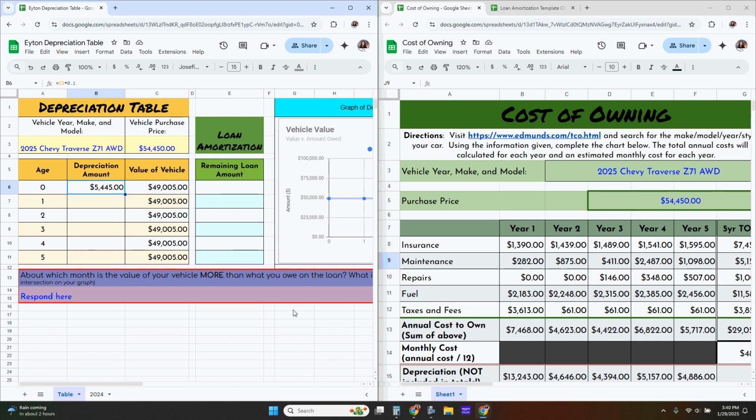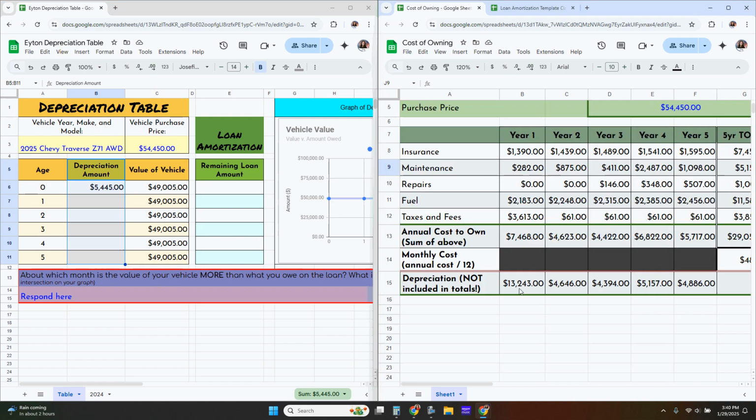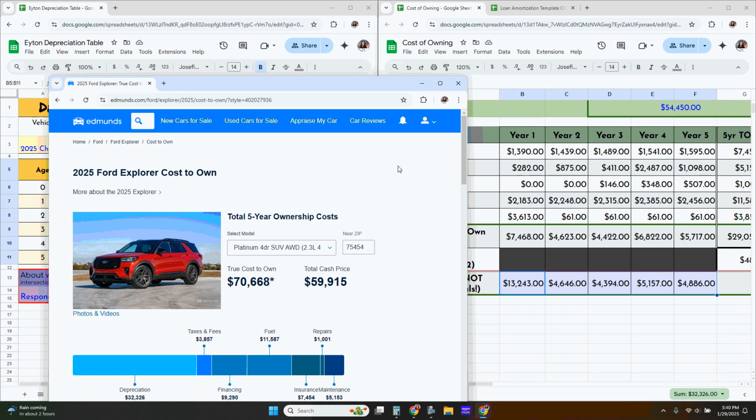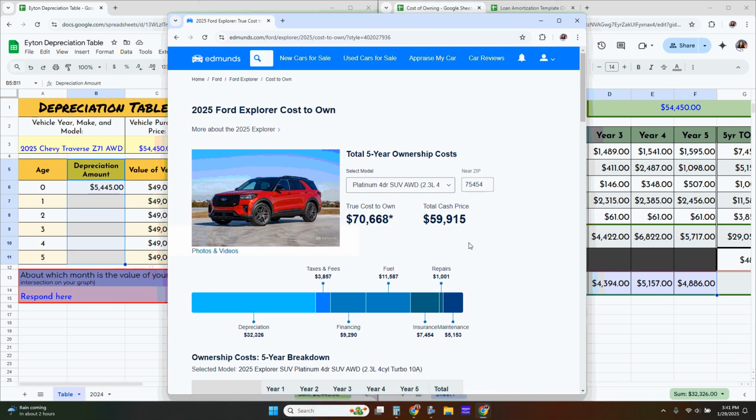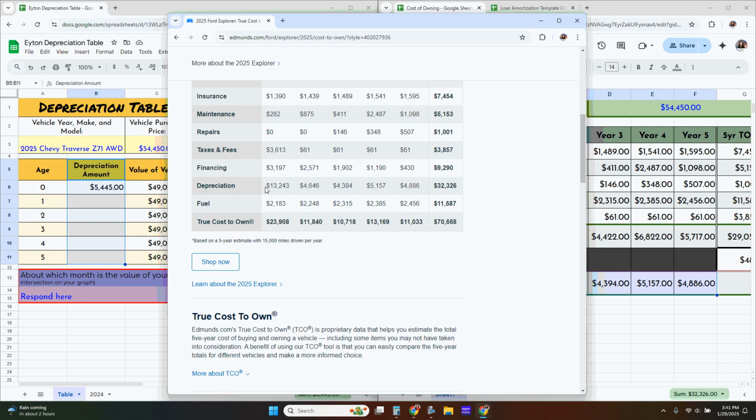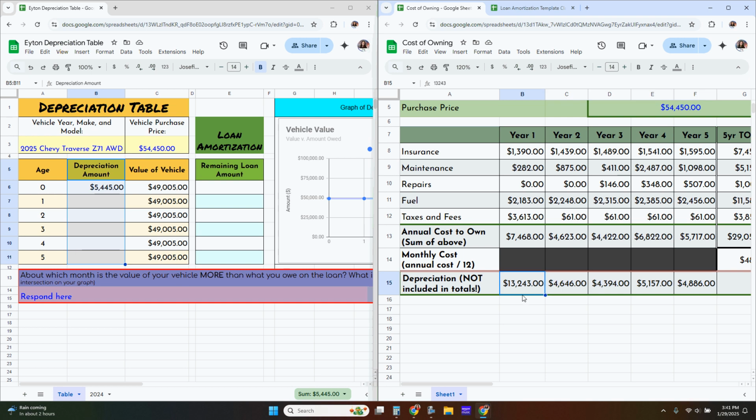Okay, so what I need to complete these yellow boxes here, and really it's just these depreciation amounts right here. I need from my cost of owning spreadsheet these depreciation amounts right down here at the bottom. Now remember, where did we get those from? We got those from our Edmunds true cost of owning. So here's my Edmunds. Remember, I had to do a vehicle that was similar. Those depreciation amounts from right here. So we're taking these amounts and we're going to transfer them to our depreciation table.